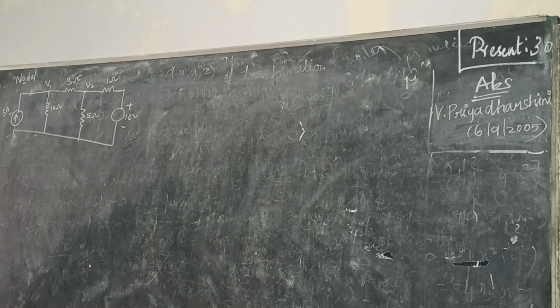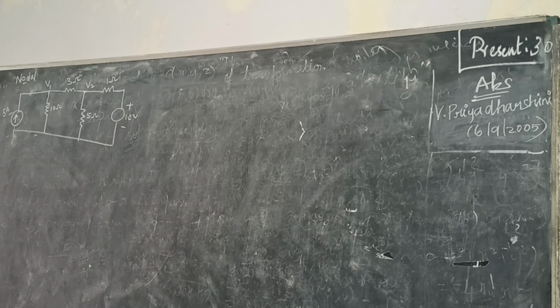In KVL, in a closed circuit, sum of potential rise is equal to sum of potential drop. Potential rise means V, nothing but voltage. So V is equal to I into R. Here we are going to consider current. I is equal to V by R. We are going to write V by R. So this is V1, this is V2. This is one node and this is another node.